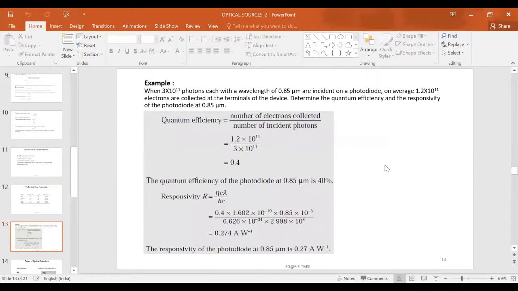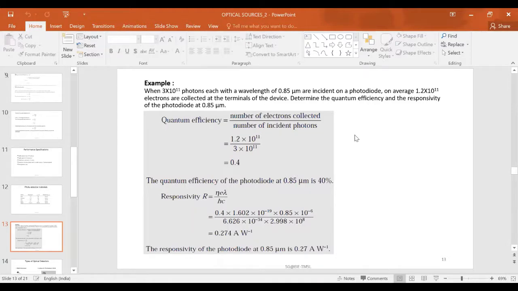So there is a problem based on this efficiency calculation. The example is like this one. When 3 into 10 to the power 11 photons, each with a wavelength of 0.85 micrometer, are incident on a photodiode, on average 1.2 into 10 to the power 11 electrons are collected at the terminals of the device. Now determine the quantum efficiency and the responsivity of this photodiode at the 0.85 micrometer wavelength.